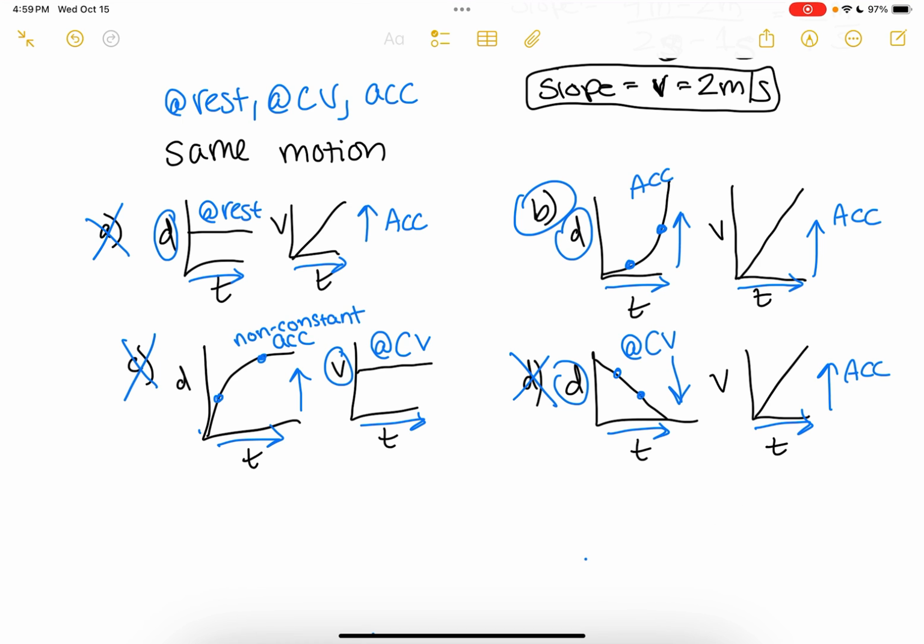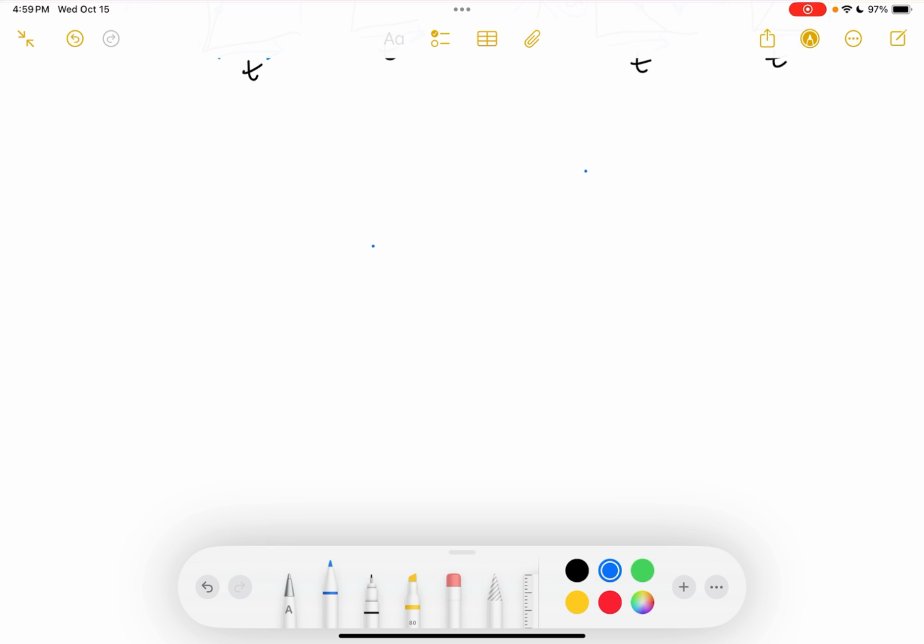Okay? Another example that I think is good that you can be asked, right? So if we have a displacement versus time graph, right, and it looks like this, they can ask you, like what condition is this?